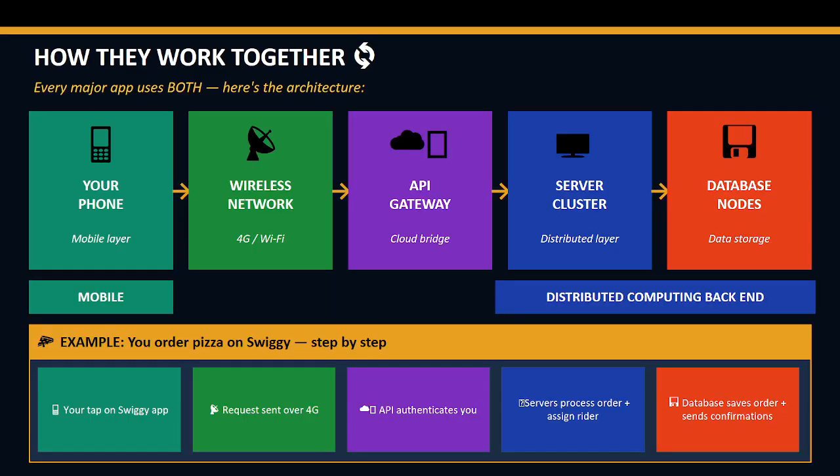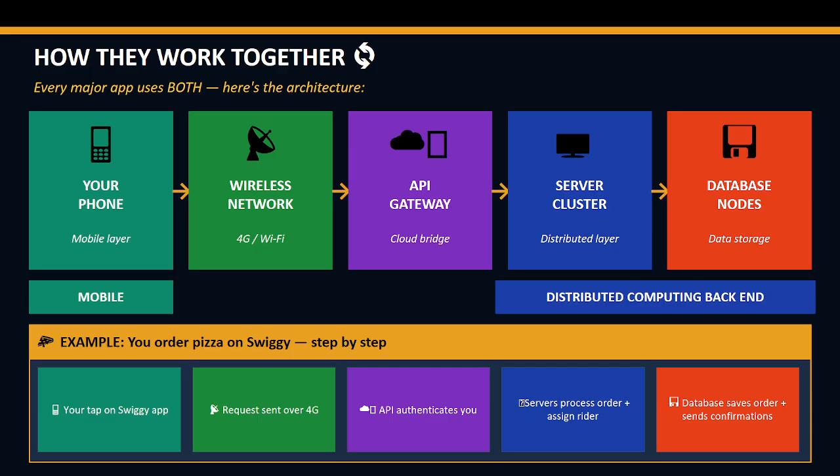Quick architecture walkthrough, because this is a diagram question waiting to happen. When you order pizza on Swiggy, here is exactly what happens step by step. Step 1, you tap on the Swiggy app, mobile layer, your device. Step 2, request sent over 4G. Wireless network leaves your phone. Step 3, API gateway receives it. Authenticates you. Cloud bridge, still not at the main server.